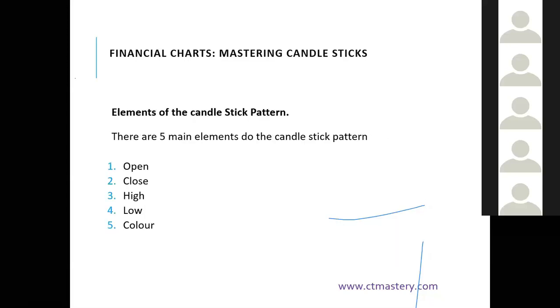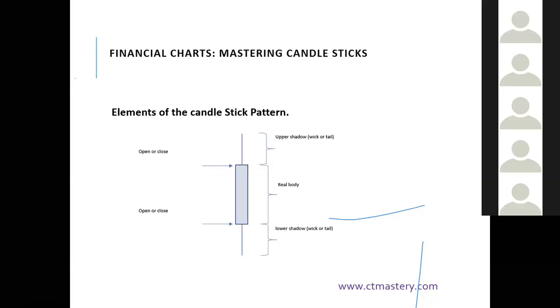So the elements of the candlestick pattern are an open price, a close price, the highest price, the lowest price, and the color. Let's look at them one by one. This first part here can be open and can be close. Let me talk about this first. This big part of the candle is called the real body of the candle. The thick part of the candle is called the real body.